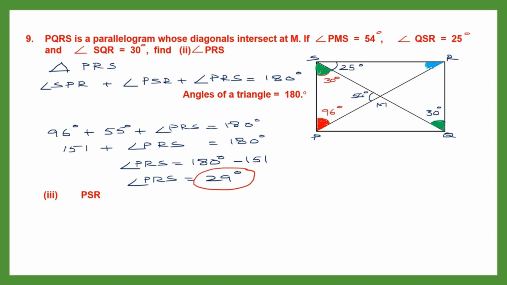Now the third question here is we have to find angle PSR. Now where is PSR? PSR is this thing, and we have already found it here, isn't it? So all we have to do is add it up. So angle PSR is equal to 30 degrees plus 25 degrees, and that is equal to 55 degrees. So we have found the third angle also, and this is 55 degrees.